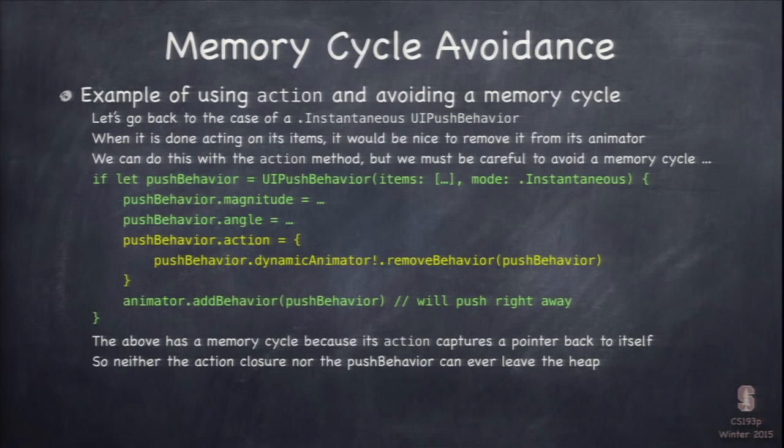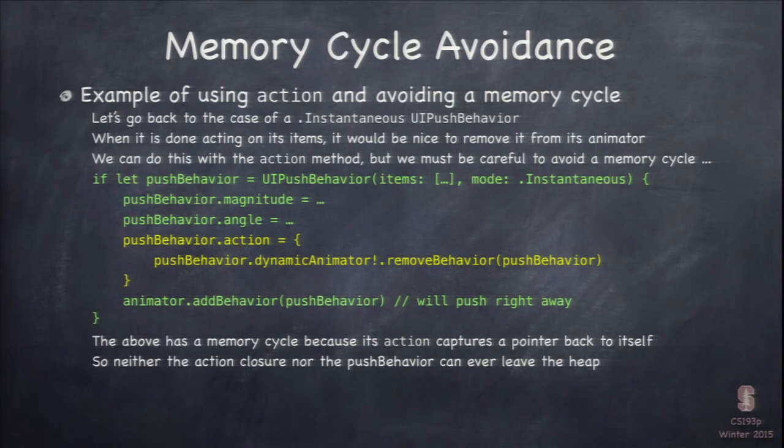And I told you every behavior knows the animator it's in, so that's easy. You can just do that one line of code in the yellow there: push behavior, dynamic animator, remove behavior, push behavior, myself. But in that closure, I'm referring to myself, push behavior, because I'm removing myself. I'm also referring to myself because I'm getting my own dynamic animator.